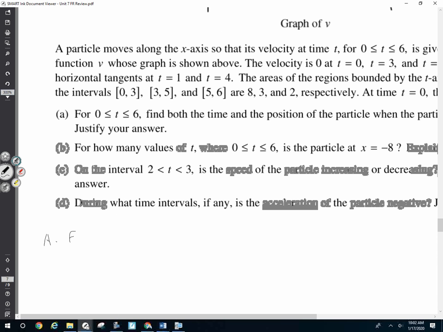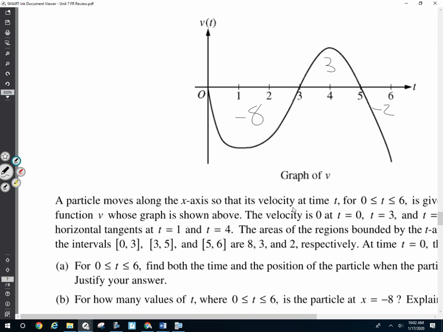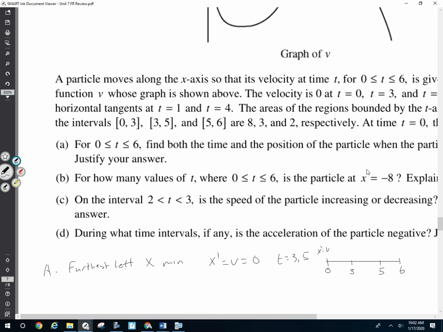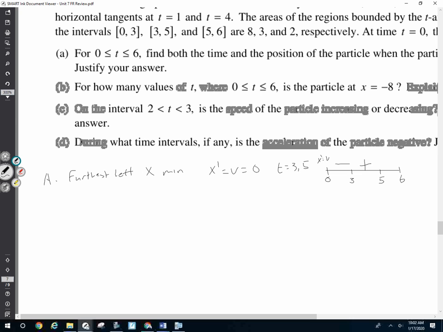A. Furthest left. When x is a min, that's one. X prime, which equals v, equals 0. That's going to be at 3 and 5, which are candidates. But if I do an analysis of my signs, going from 0 to 6 and looking at x prime, which is v, I got 3 and 5: negatives, then positives, and negatives. So furthest left, my candidates are 3 and 6.